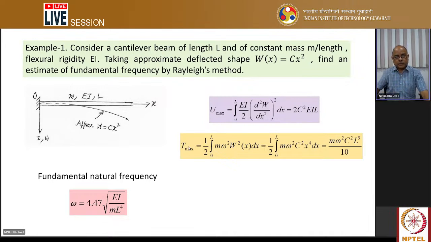So we obtain the T max, maximum kinetic energy, and maximum potential energy, and then we get the natural frequency of the cantilever beam as 4.47 root over EI divided by ml to the power 4. Now here you can note that EI by ml to the power 4 is the system parameter, and it remains constant. And here this constant, the exact value is 3.515. So there is a huge difference, approximately 26% or 27%.